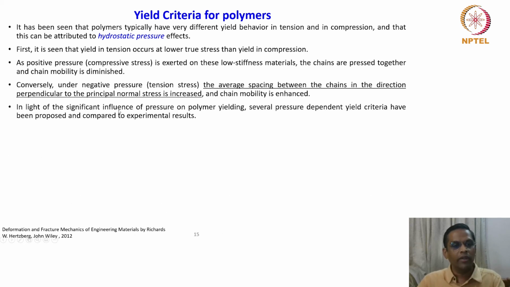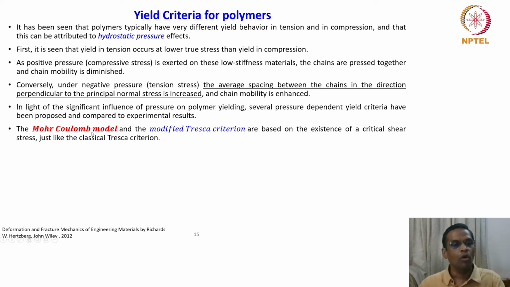In light of the significant influence of pressure on polymer yielding, several pressure-dependent yield criteria have been proposed and compared to the experimental results. So one thing is very clear. We are going to look at yield criteria that are almost similar in kind, but the one parameter which is very new here is the pressure effect.